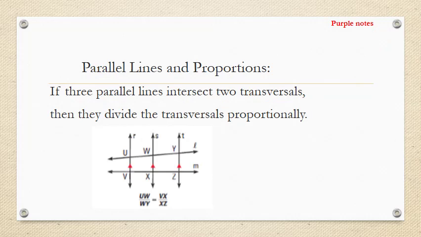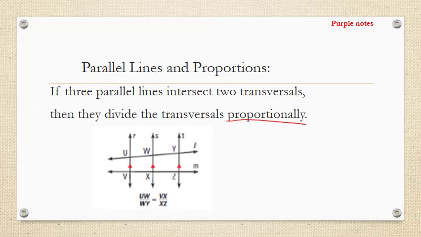Okay, so let's look at that second theorem, the parallel lines and proportions theorem from your purple foldable. Okay, so we're saying if three parallel lines intersect two transversals. In this diagram, we're saying lines R, S, and T. If those three parallel lines intersect the two transversals, L and M, then the three parallel lines divide the transversals proportionally. So what this means is it's easier to understand when we look at the image.